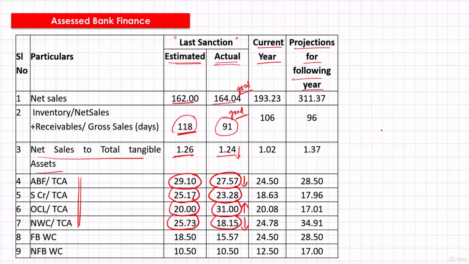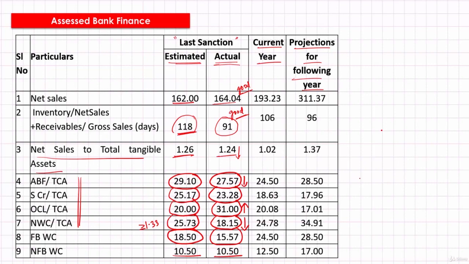Net working capital of 25.73 means current ratio will be in the range of 1.33, marginally greater than 1.33. But here, 18.15 means current ratio is below 1.33. It means the owner's contribution, or long-term fund infusion for supporting the total current asset, is very less here. Also look at the fund based working capital, estimated is 18.5, actual is less than that, that is good. Non fund based is the same, 10.5, 10.5. So this is the position of estimate vis-a-vis actual.